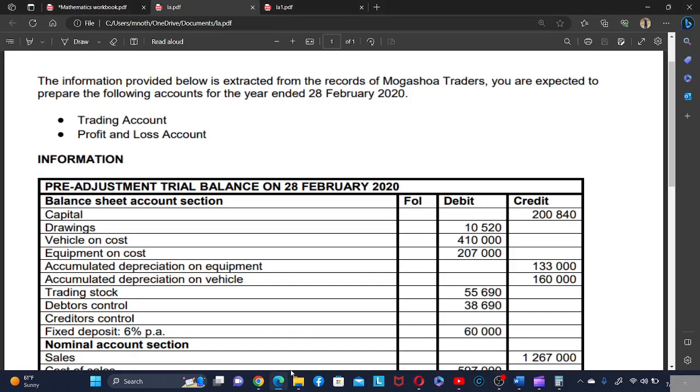Good day. Today we will focus on the profits and loss account and also the trading account. The information provided below is extracted from the records of Mwasha traders. You are expected to prepare the following accounts for the year ended 28 February 2020. So if the year is ending on 28 February 2020, it means that this year started on 1 March 2019. So this is a full 12 months. Okay, we are told to do the trading account and also the profits and loss account.